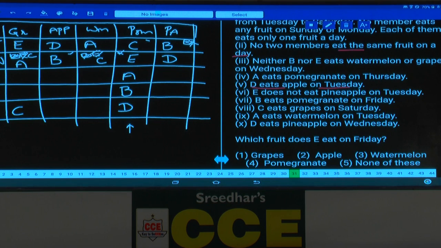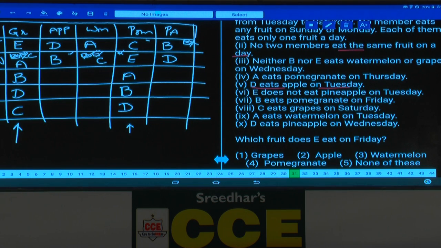Done with this? Yes, we are done with this. Then coming to this one, E and C. Now let us discuss these grapes. In these grapes, E, A, C were done. Now we are left with B and D. B can eat grapes on Thursday or Friday, out of which B cannot eat Friday, because B is already eating pomegranate on Friday. As B eats pomegranate on Friday, hence B eats grapes on Thursday. If B is here, D eats grapes on Friday. Done with this? Now this is also fixed.